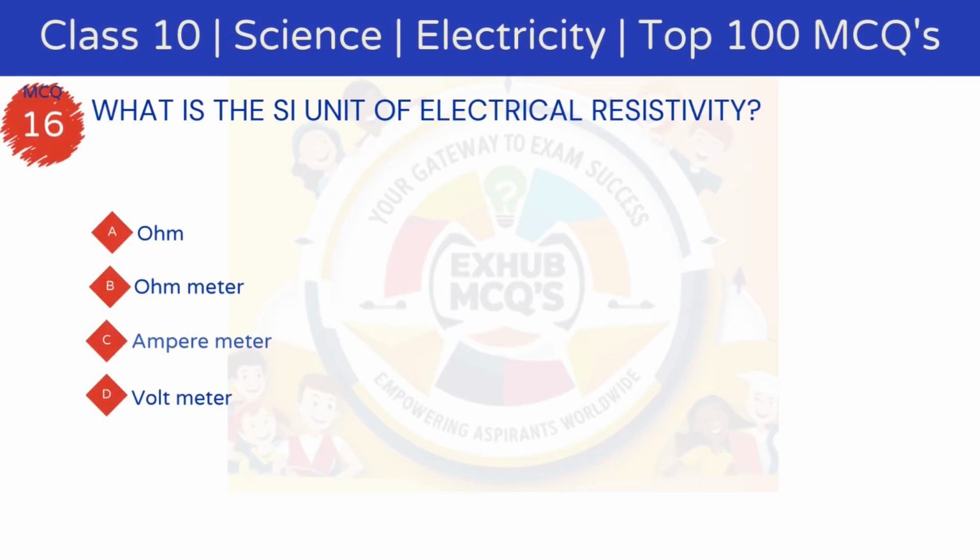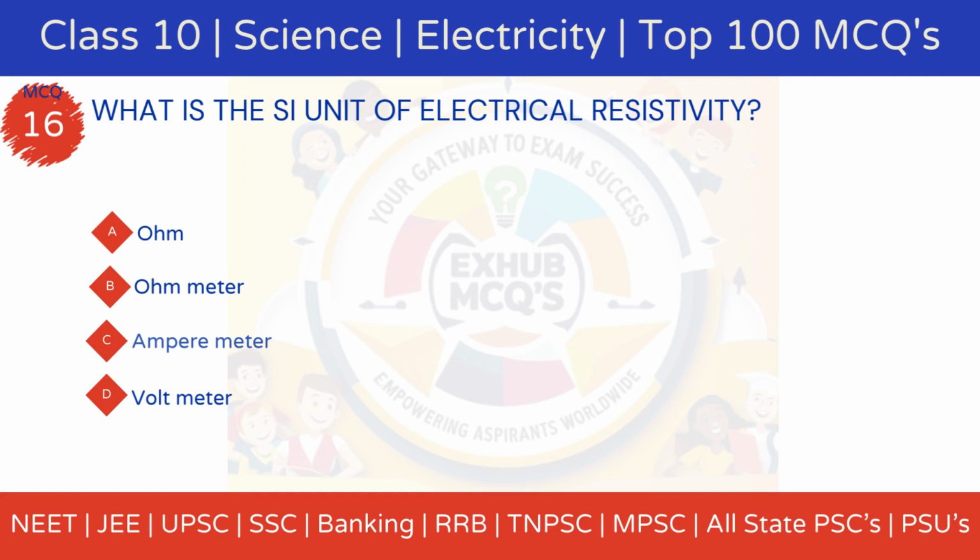MCQ 16. What is the SI unit of electrical resistivity? Option A, ohm. Option B, ohm meter. Option C, ampere meter. Option D, voltmeter.